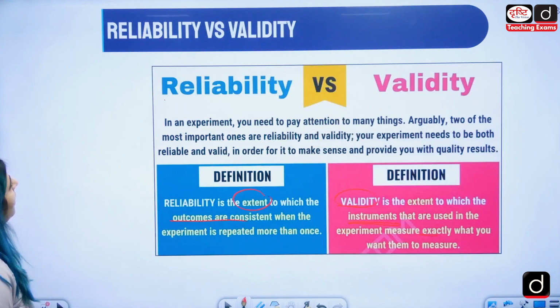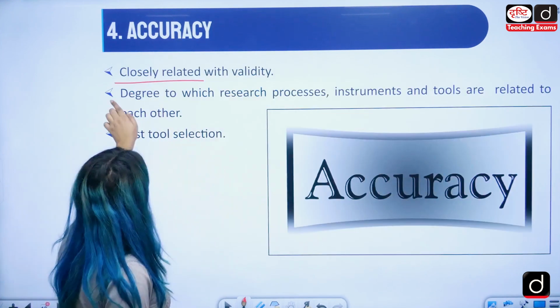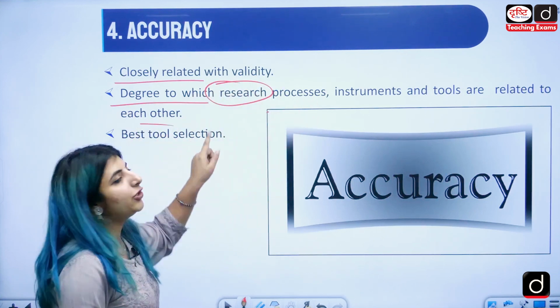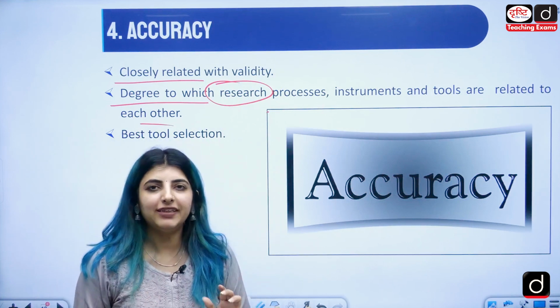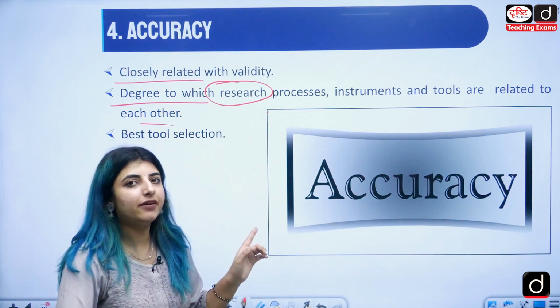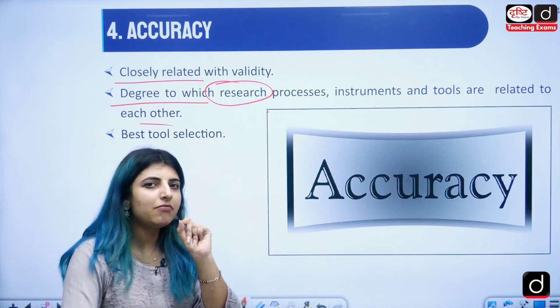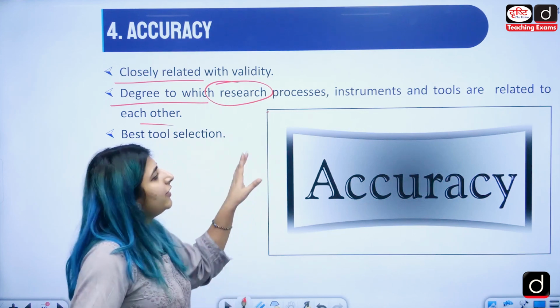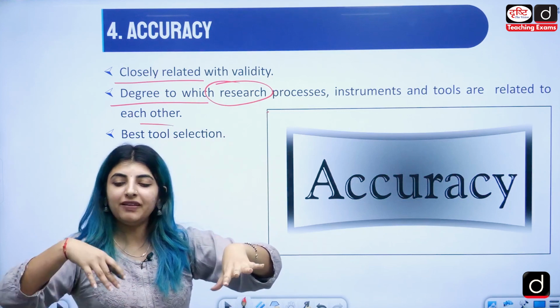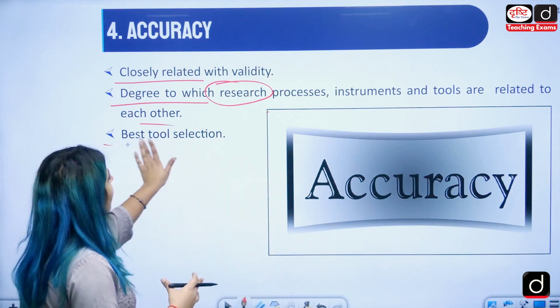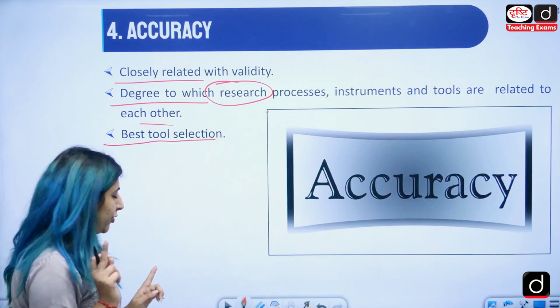We have talked about validity here, but how accurately, the degree to which research processes and tools are related to each other. As I gave you the example, that's why I have written it here, that accuracy is closely related with validity with very minute difference. Here you see the relationship between the person who is doing the procedure and the thing which is there. Best tool selection is done under accuracy.